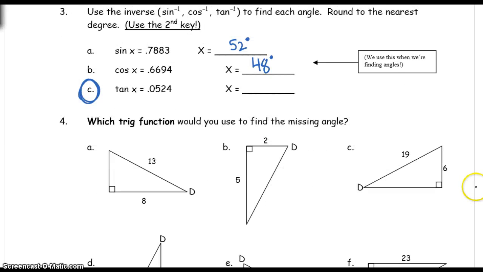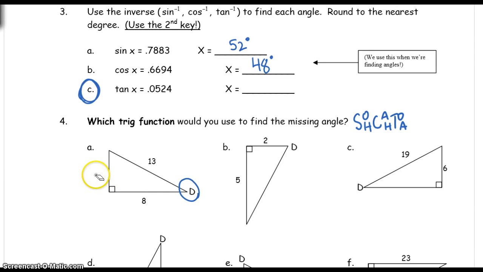You can do that now, you can do that later, it's totally up to you. All right, on this next part, they just want to know what trig function you're going to use, right? So we're going to think about SOHCAHTOA, and the more you write this down, the more you'll remember it. SOHCAHTOA. So let's look at A. What angle is there? The only thing they're giving us is D, right? So let's label what we know.